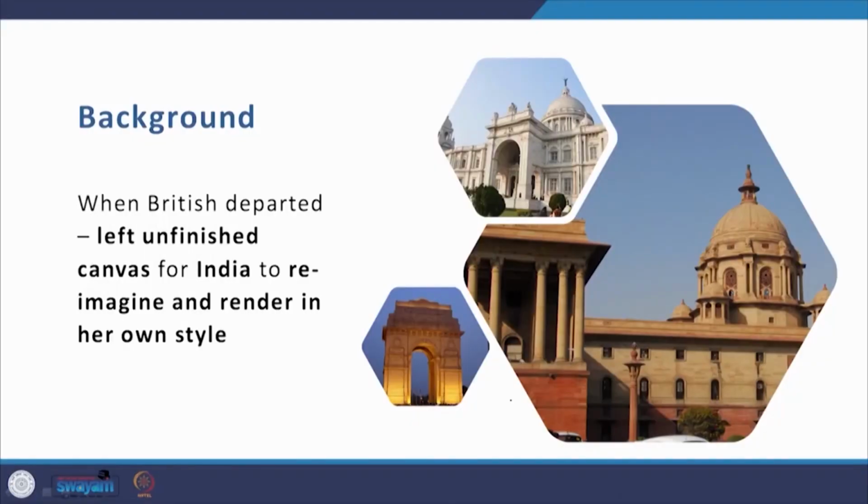Now, the background. You see, when the British departed from India, they left behind an unfinished canvas, as John Lang says, to reimagine and render herself in our own style. Up till independence, the Britishers had been painting this canvas. And there is some amazing architectural work that they left behind when they left India. But the canvas was incomplete. So it was left to us, independent Indians, to complete the canvas.